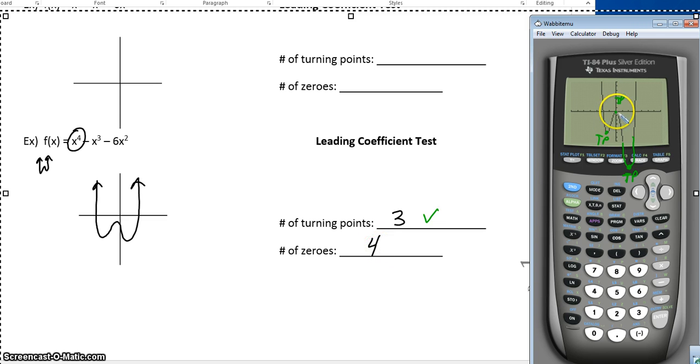Number of zeros, it actually only looks like there's 3 zeros. You're going to get a 0 here and here. But actually right here at x equals 0, there are actually 2 zeros there. It's a repeated 0. A lot of times when the graph changes directions and it touches the x-axis, you're going to see a repeated 0. So you actually do have 4 zeros also.